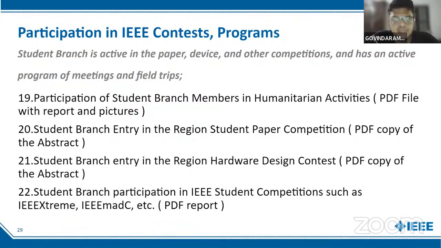So you can participate in those programs organized by IEEE Site or IEEE, and those details, or you can organize them in your student branch. IEEE events or site events, and those details can also be included. Then IEEE Region student paper and IEEE Region hardware design contest. So Region 10 is organizing a student paper contest and undergraduate project video contest annually. So if students from your student branch are participating in that, those details can be provided.